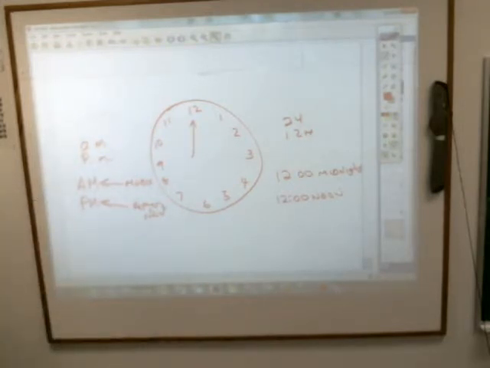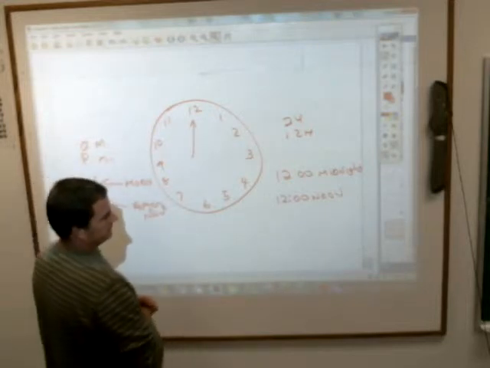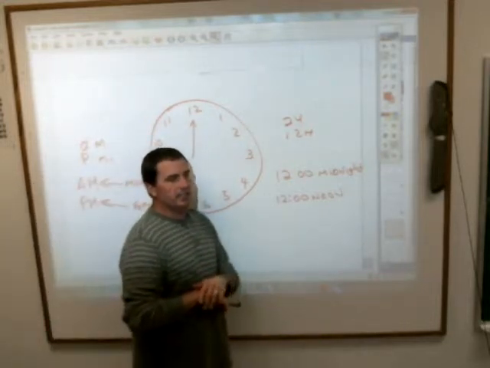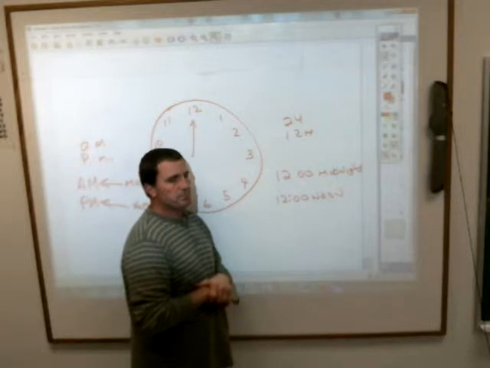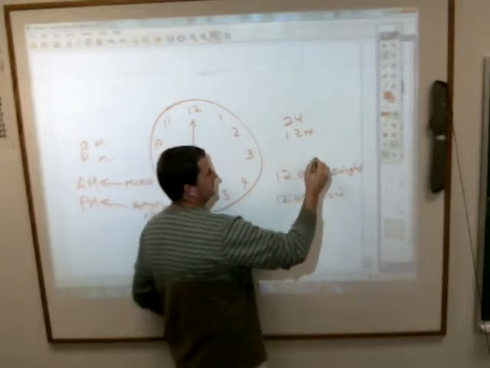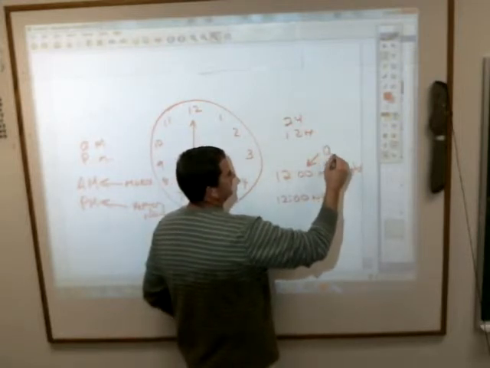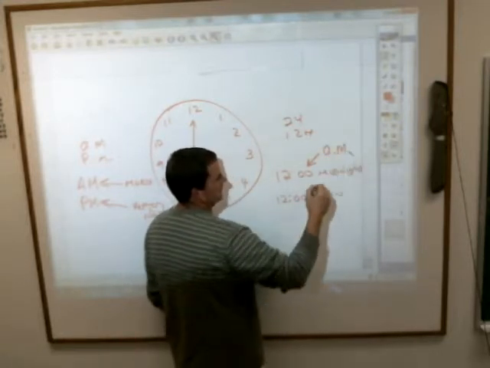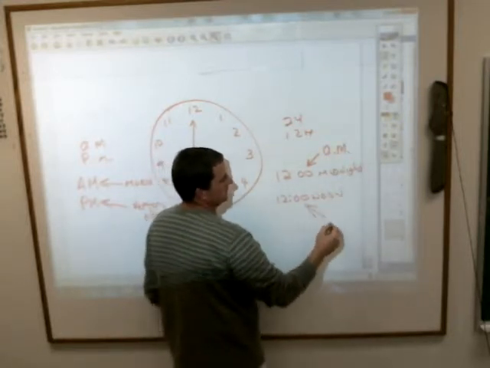Madison, what do you say? Midnight is PM or AM? Midnight is in fact AM. And then 12 o'clock noon is PM.